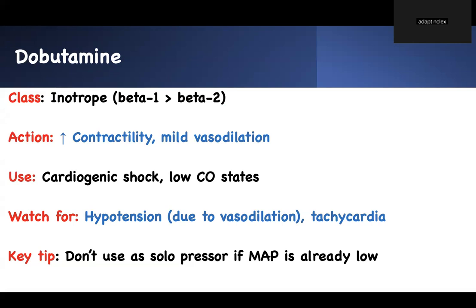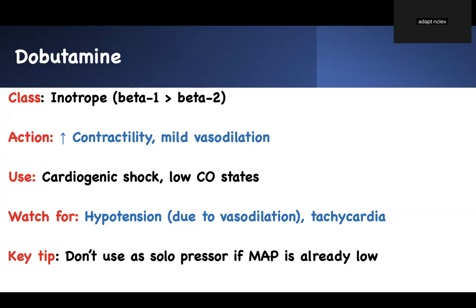Also, if your cardiac output is low, this is what we're going to use to improve your contractility. Watch for hypotension, because of its vasodilatory effects due to beta 2, and it can also cause tachycardia like dopamine. So for all these medications, know the class, know their action, what is useful and what you should watch for.